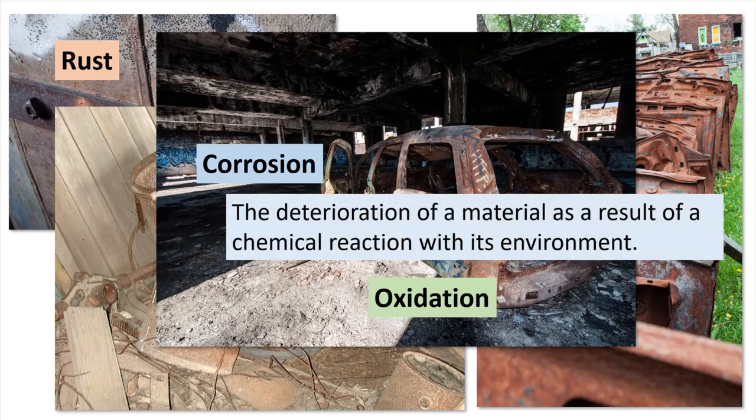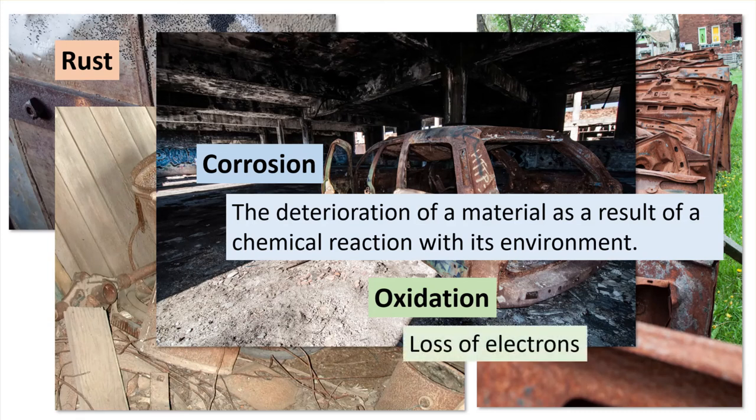Corrosion is the deterioration of a metal, ceramic, or polymer as a result of a chemical reaction with its environment. So corrosion is not limited to just metals. Then what is oxidation? Oxidation is a specific type of chemical reaction that can happen to a material.